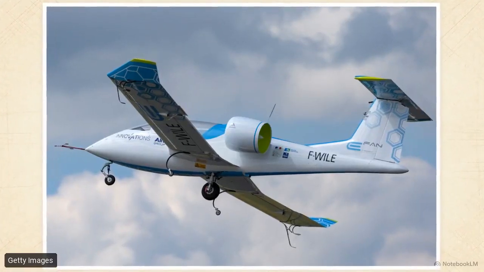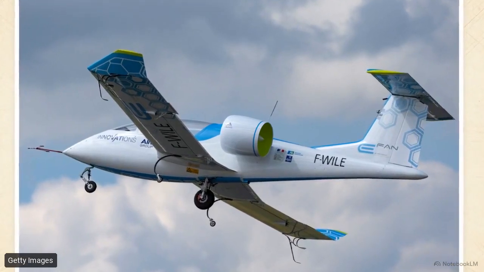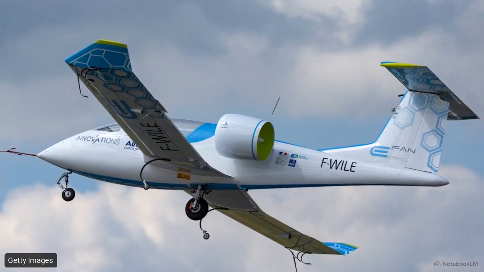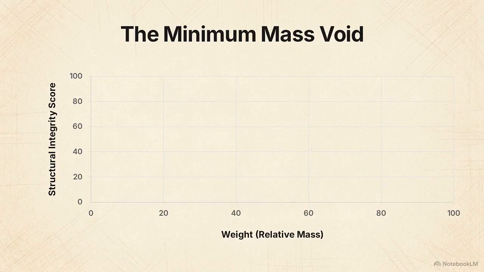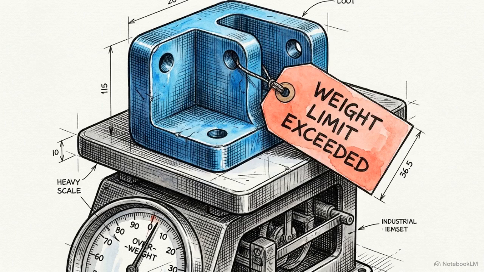High-performance projects like this electric aircraft require extreme efficiency. Every kilogram of weight saved translates directly into increased range and payload capacity for the vehicle. Calculating the minimum mass required to maintain structural integrity under flight loads is beyond human intuition. Manual iteration simply cannot strip away enough material to meet these requirements.